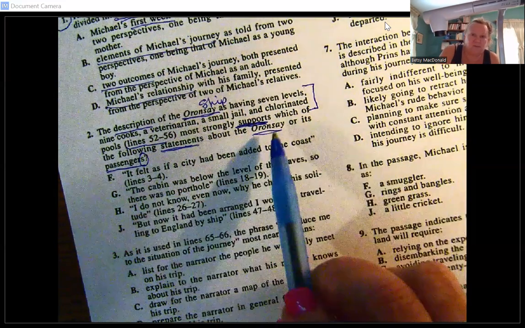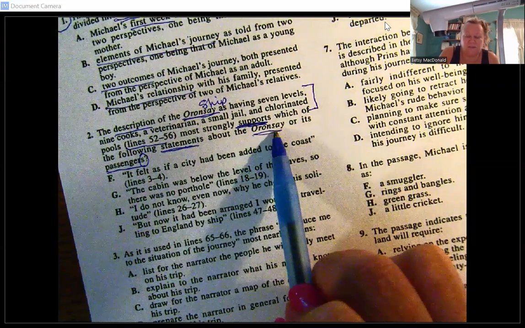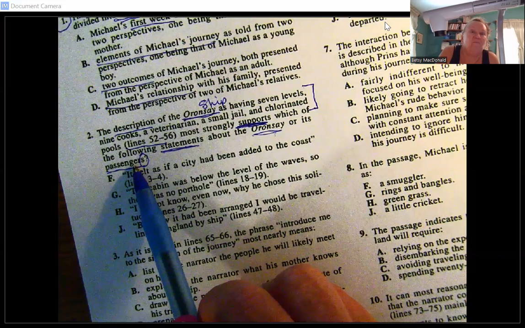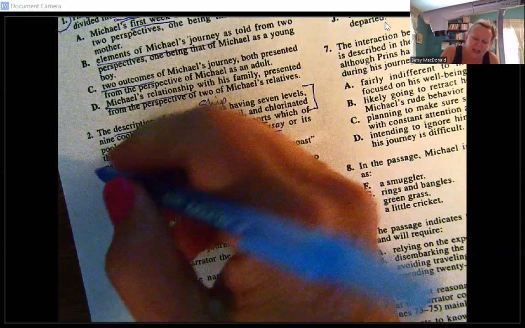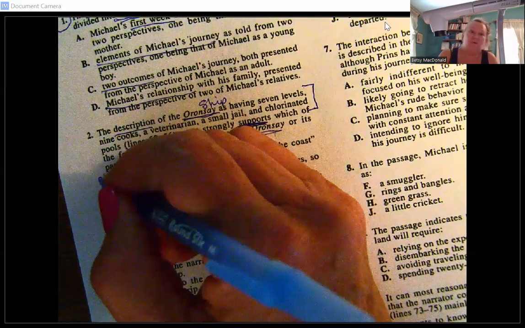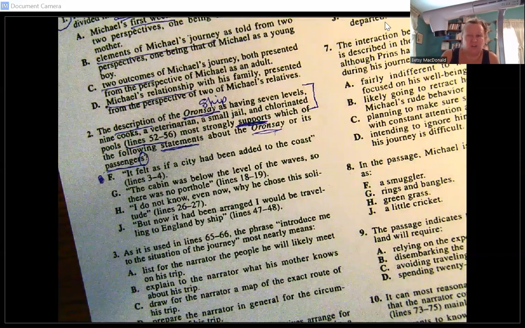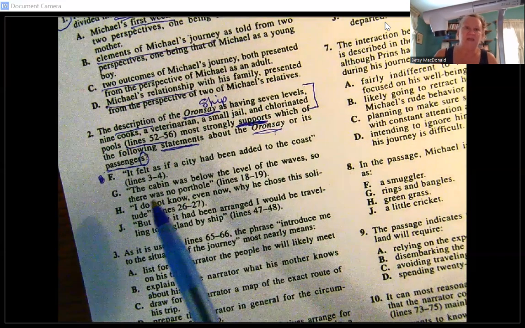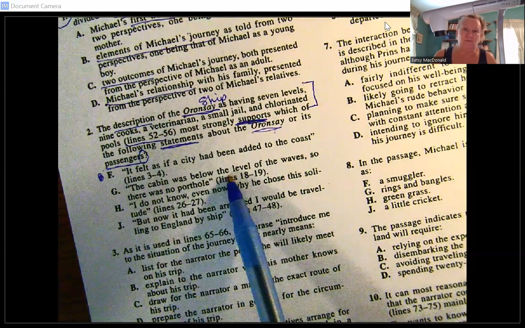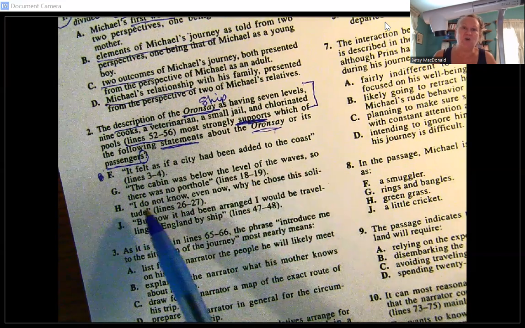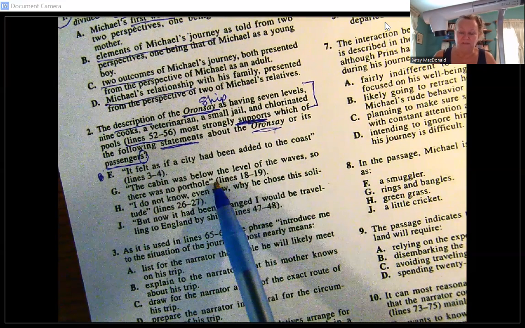Does that say something about the Ornsay? Yes. Does it say something about the passengers? Not directly, but it does tell you the passengers might feel this way. If he felt this way, passengers might feel this way. I'm not saying I love it, but what I'm saying is there's nothing wrong in it. So I'm moving forward. I'll show you the difference in some wrong ones. The cabin was below the level of the waves. So there was no porthole. That means a window.